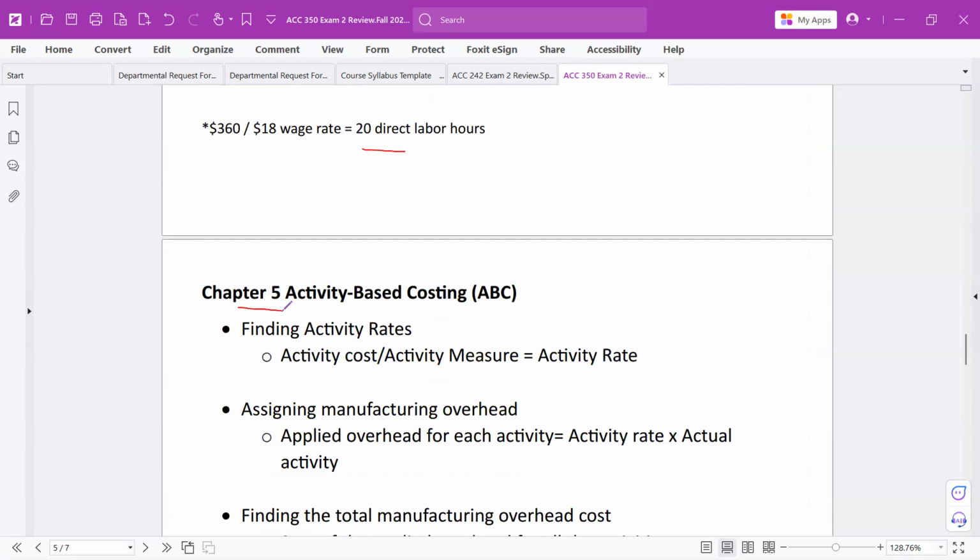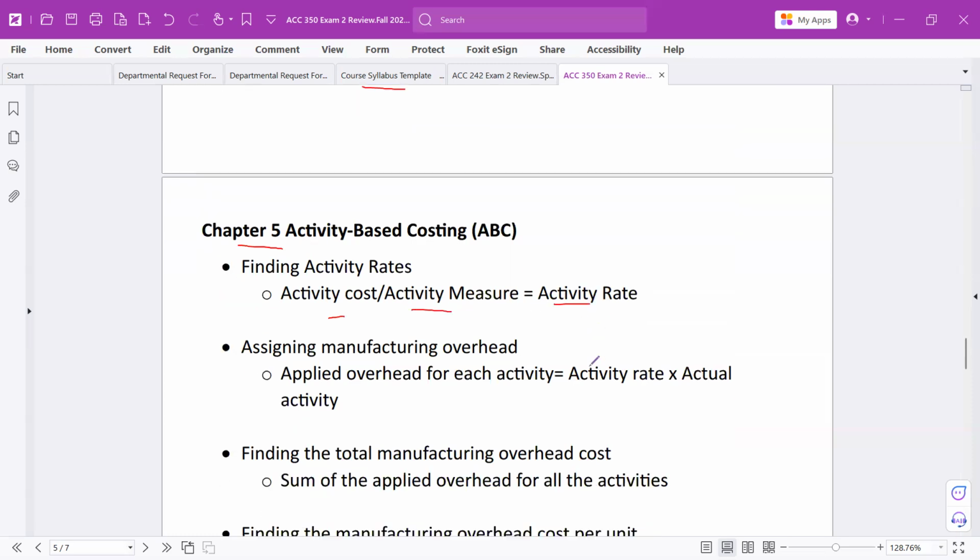And with activity-based costing, all we're doing is assigning costs based on tracing the materials used, tracing the labor used, but we apply the overhead using multiple rates. Instead of one rate or departmental rates, we use multiple rates, or activity rates. And the way we find our activity rates is by taking the activity cost divided by the activity measure. That's how we get that activity rate. And then we can assign the overhead in the same way we applied it in chapter 3. Take the rate times the activity.